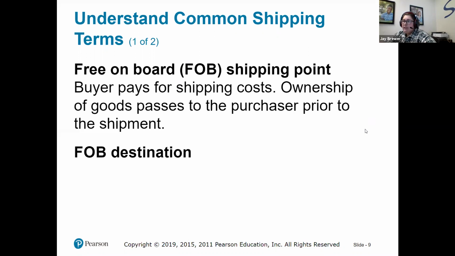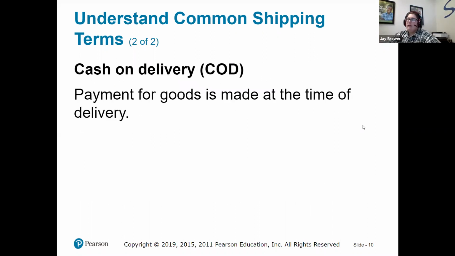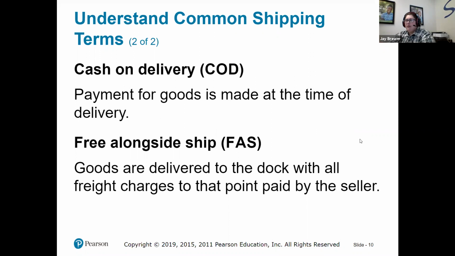Free on board destination. The seller pays the shipping charge and retains ownership until the goods reach the destination. That's the one you want to have if you're opening up some kind of business. Okay. So again, if you know these terms, it might help you out down the road. Not really sure what all of you are hoping to do. Okay. Cash on delivery. Payment of goods is made at the time of the delivery. Always go for that one. Free alongside ship. Goods are delivered to the dock with all freight charges to that point paid by the seller.